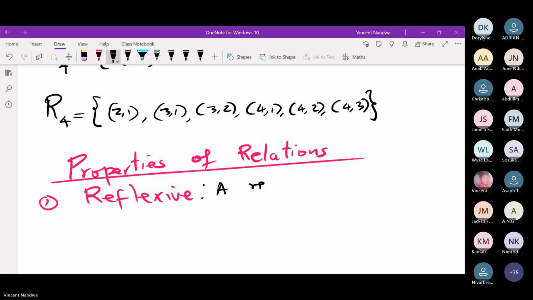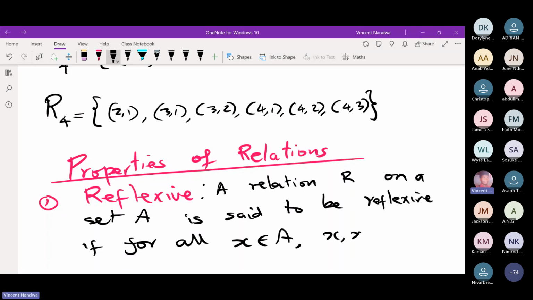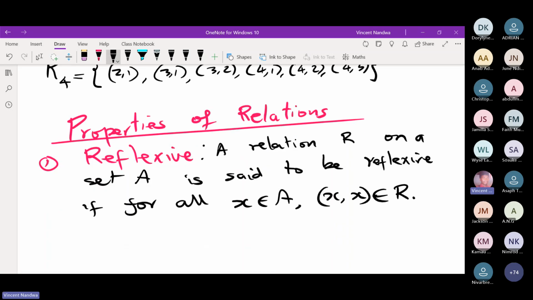A relation R on a set A is said to be reflexive if for all elements X in A, (X, X) must always be in R. So a relation R is said to be reflexive if elements (X, X) are in R for all X in the set A.